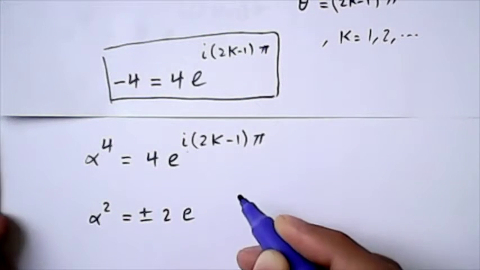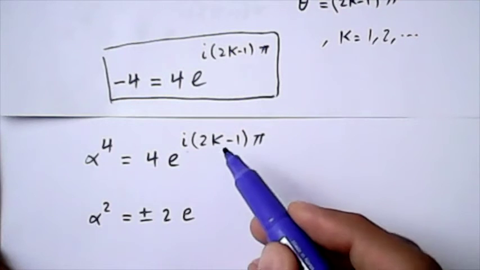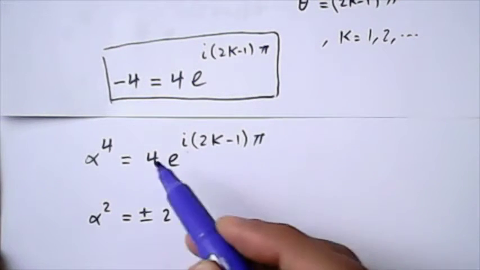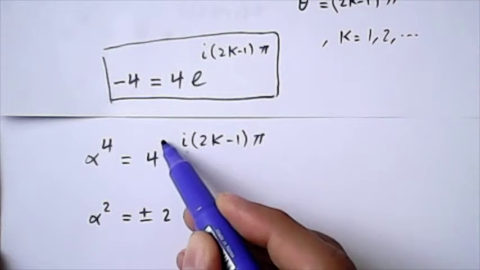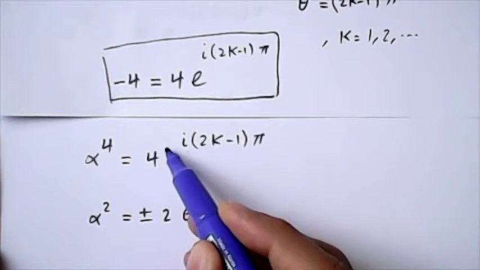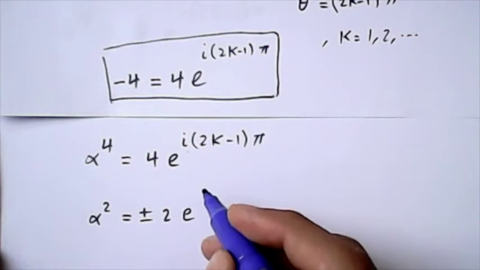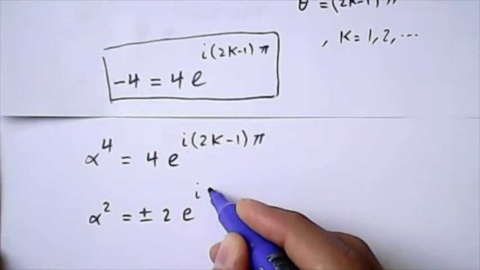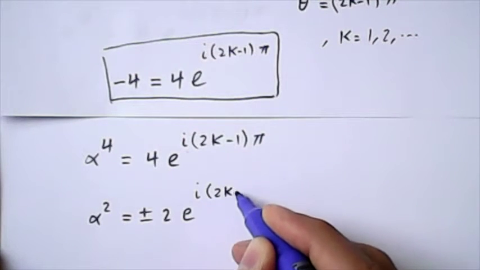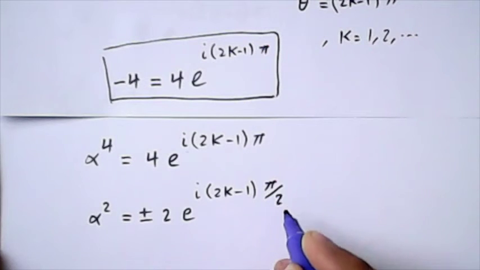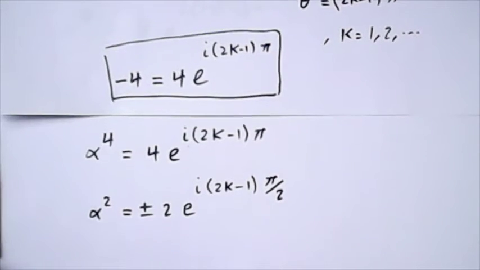Whenever you take the square root, remember you divide the exponent by 2. So I divided the exponent here, which was 1, by 2, so 4 to the power 1 over 2 became 2. I would do the same thing with i: e to the power i(2k minus 1)π divided by 2, just because I took the square root.